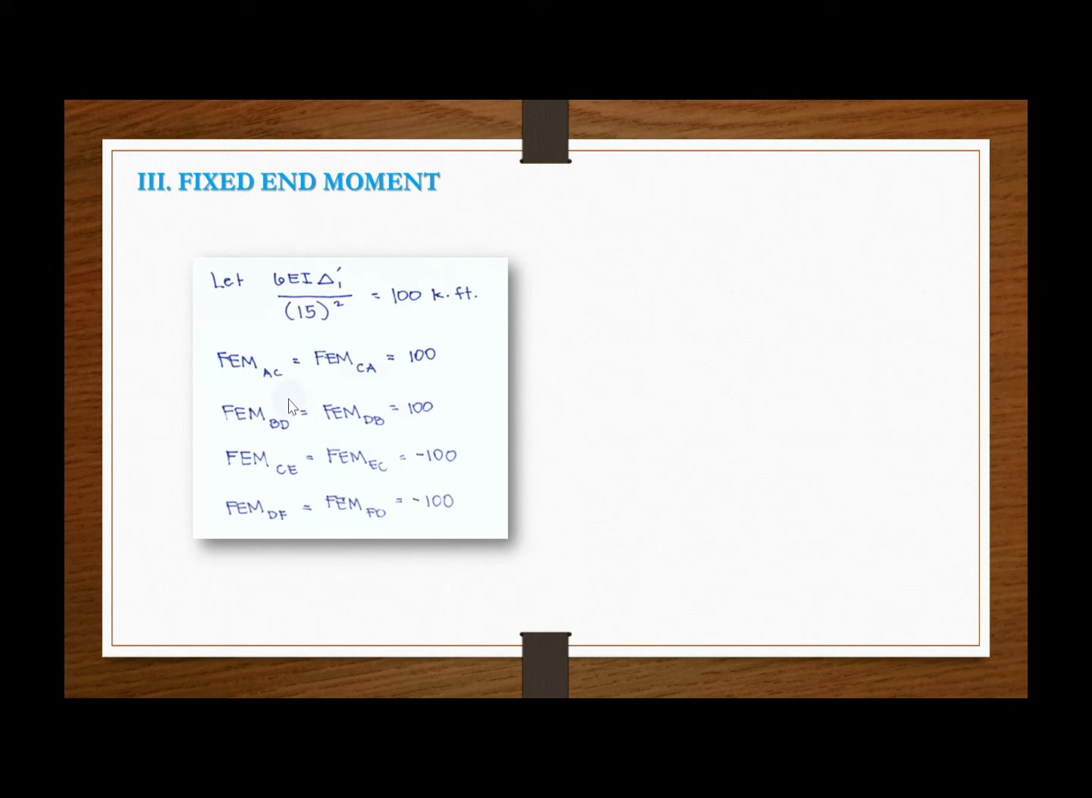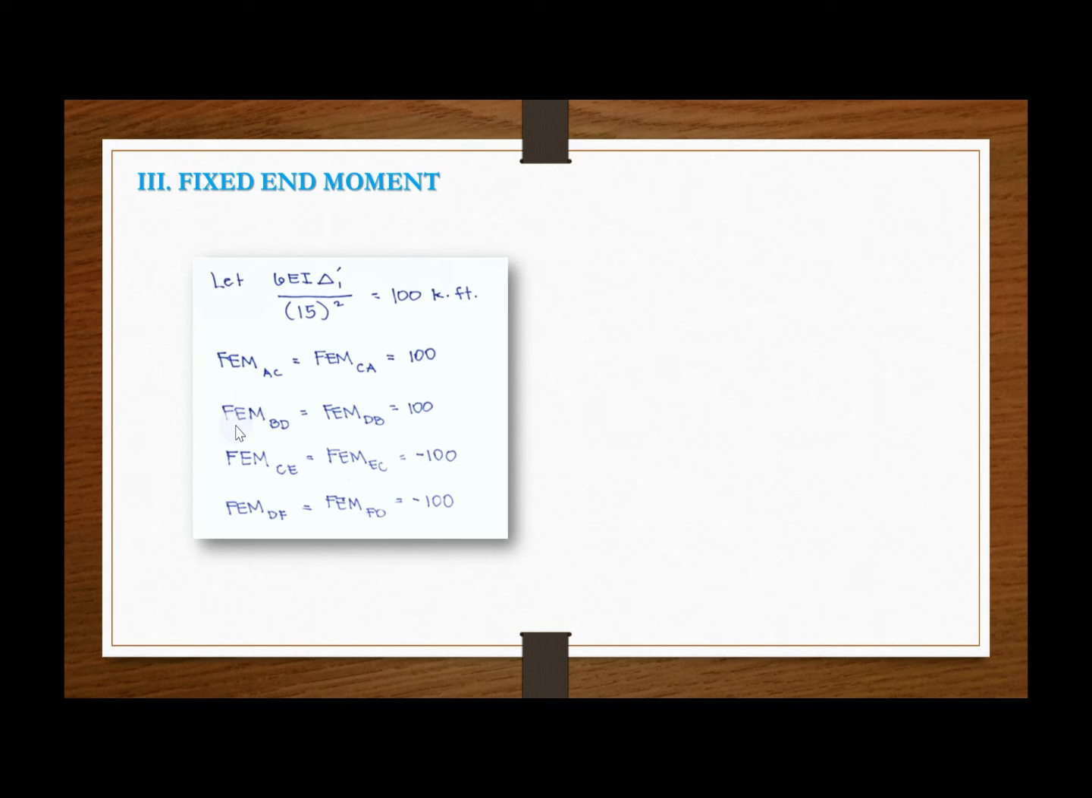Fixed end moment AC is equals to fixed end moment CA equals 0. So, bakit equals? Because symmetrical man siya, kaya equals ang dalawang member, equals 0.